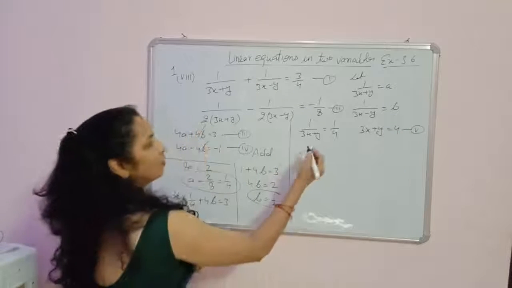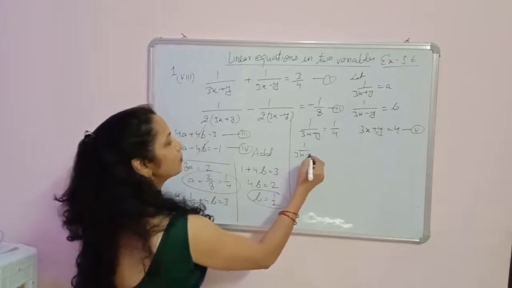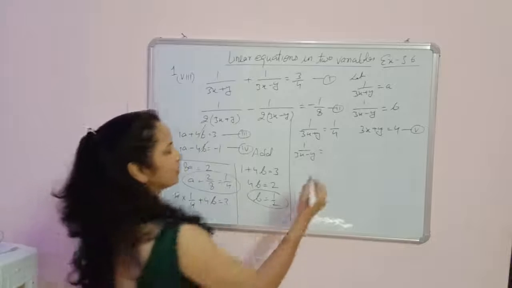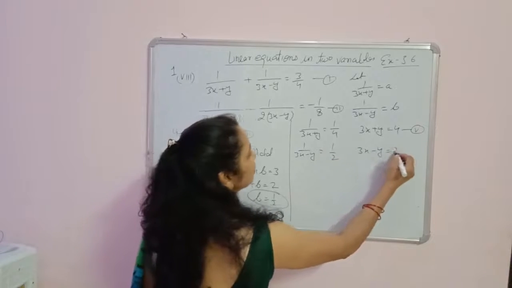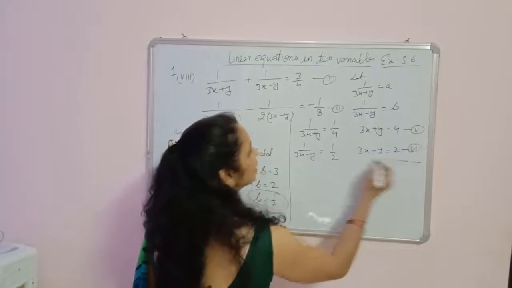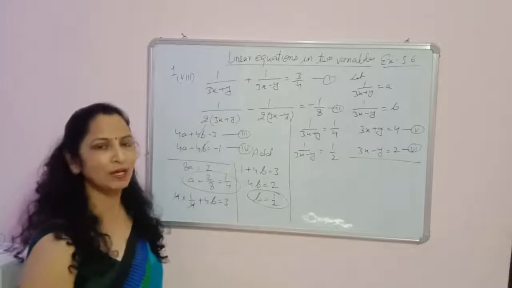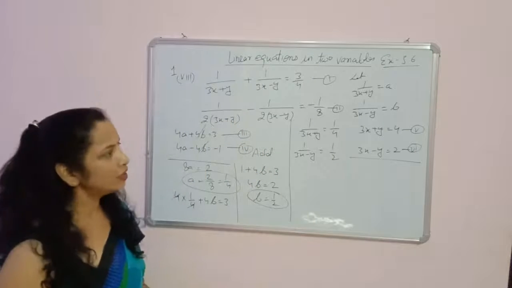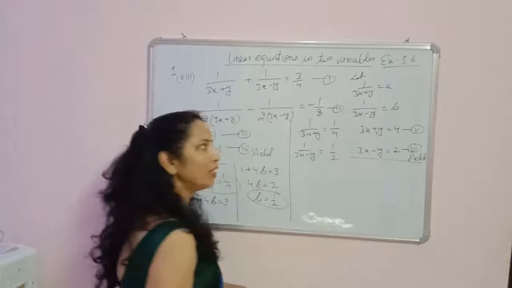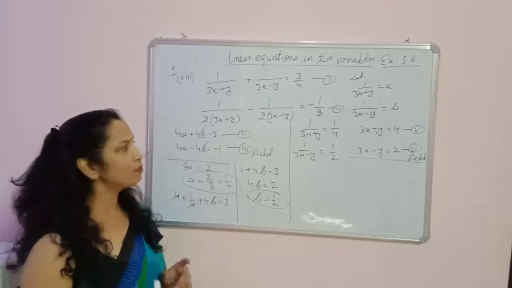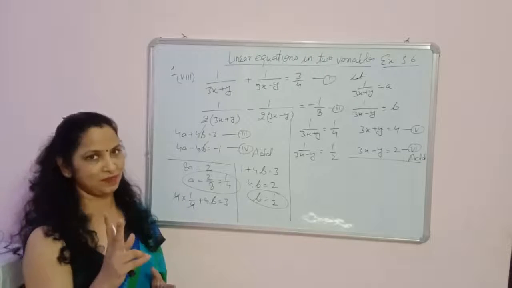Yes. And b is 1 upon 3x minus y. And what is the value of b? B is equal to 1 upon 2. It means 3x minus y is equal to 2. This is the equation 6. Now you can solve this equation by elimination method or any other method. Now we are going to add these equations. So in these type of questions, you have to simplify the equation 2 times.